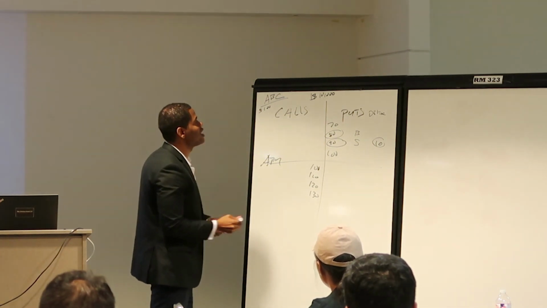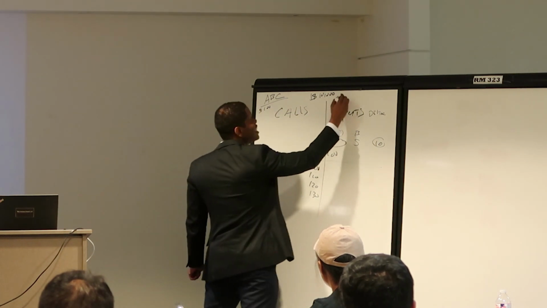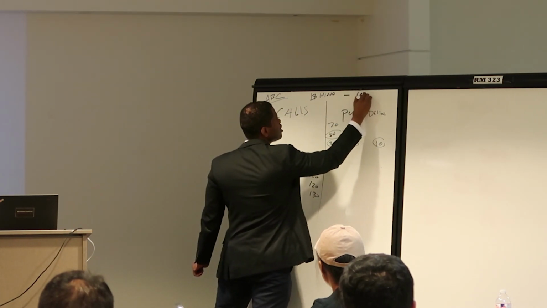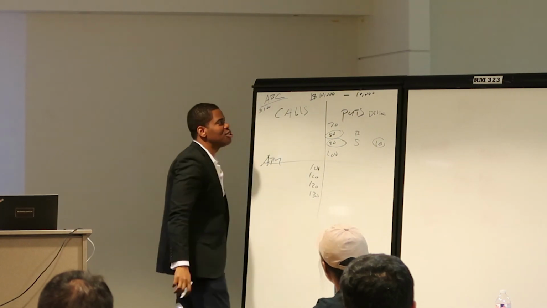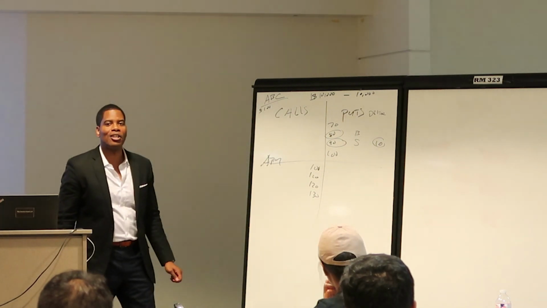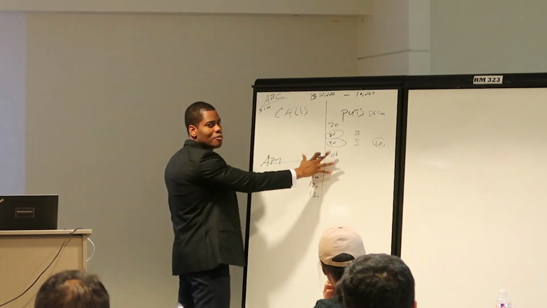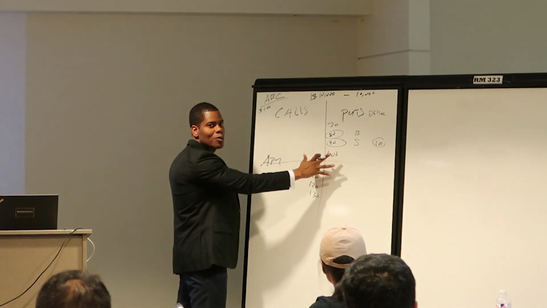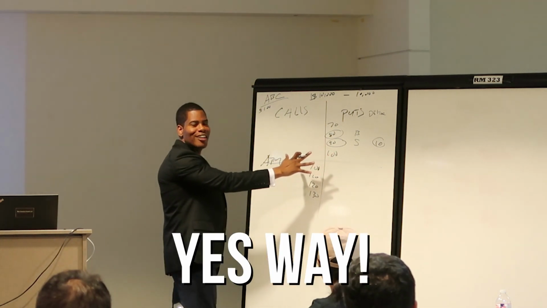That is true, unless you were using margin, right? If you're using margin, you actually have $10,000 more to use, and you can use that $10,000 to actually buy and sell options. No way. Yes.